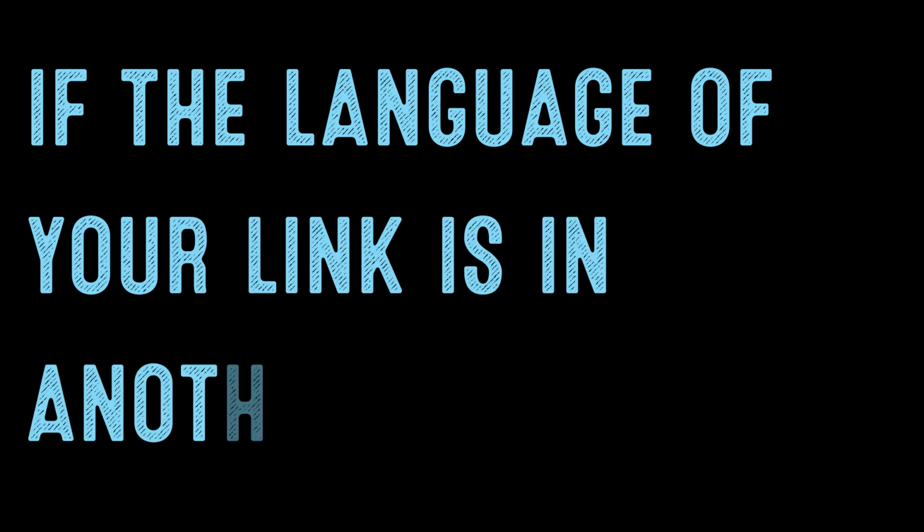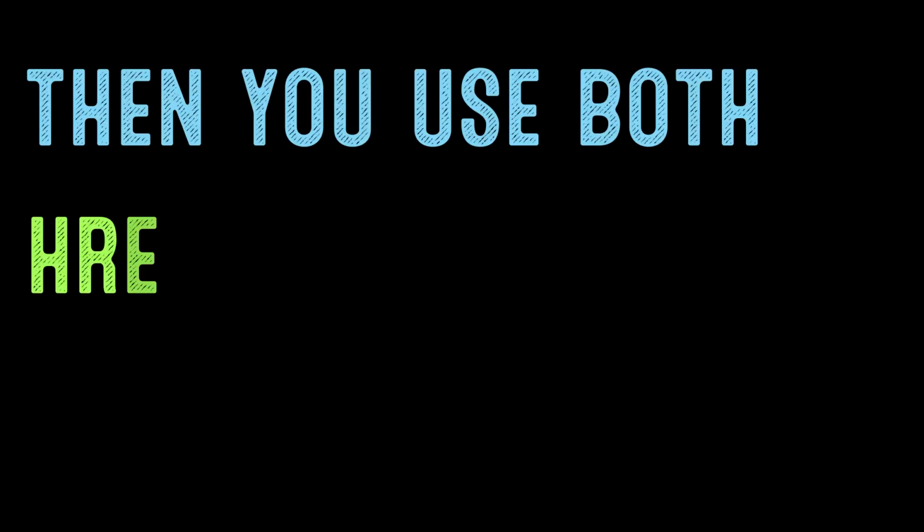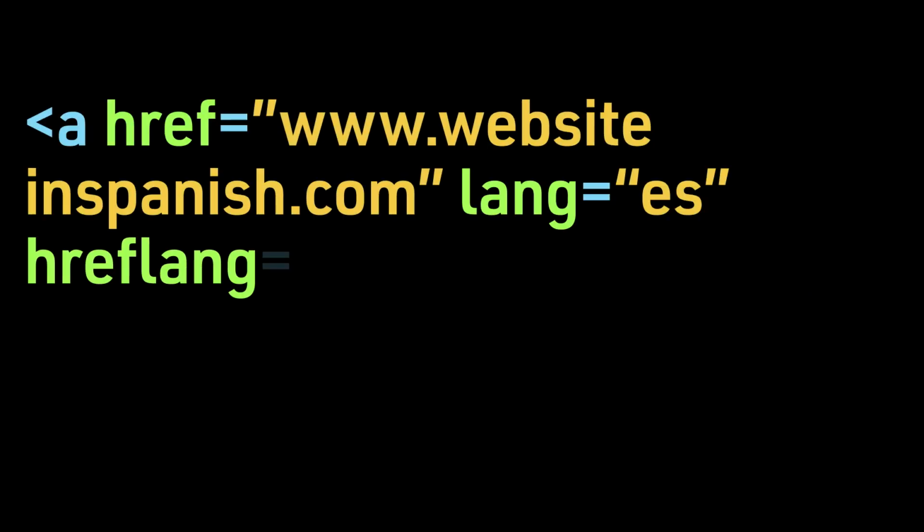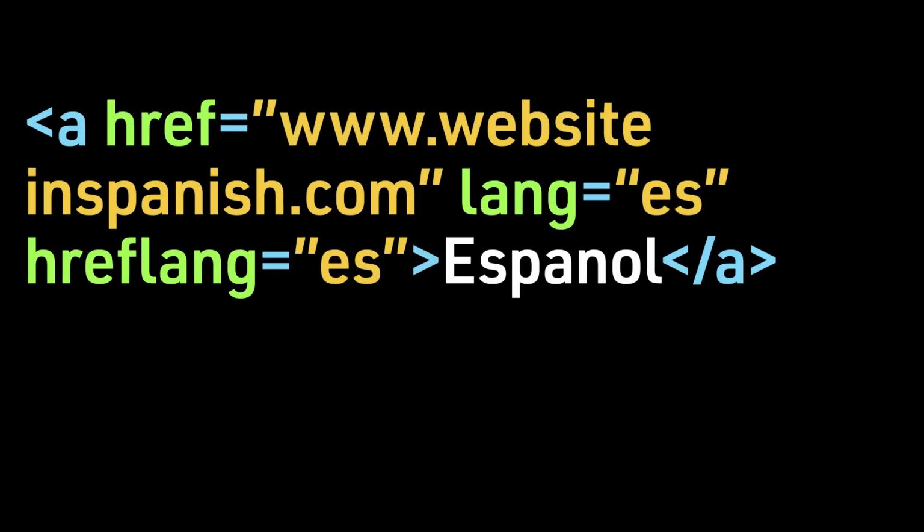If the language of your link is in another language, then you need to use both the hreflang and lang attribute. A opening tag, href, "www.websiteinspanish.com" in quotation marks, lang equals "es" in quotation marks, hreflang equals "es" in quotation marks, Español, end link.